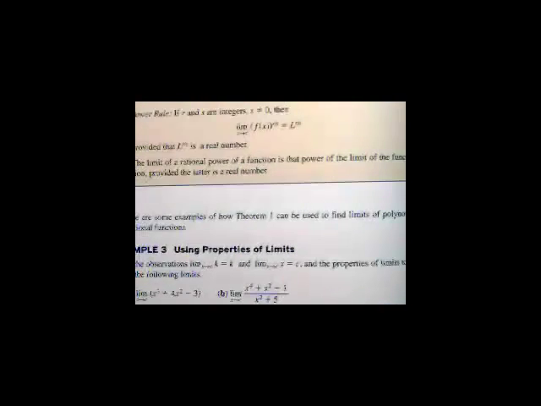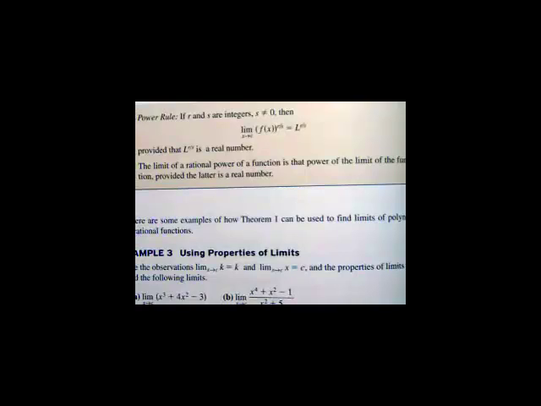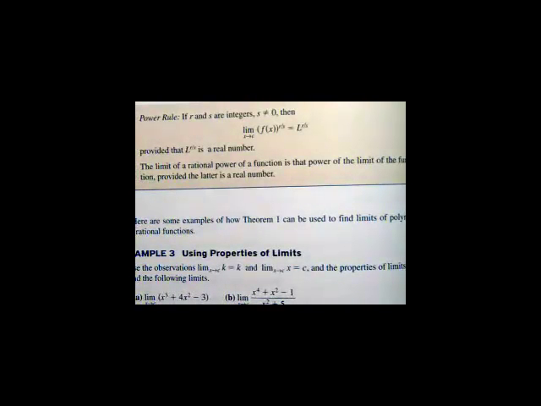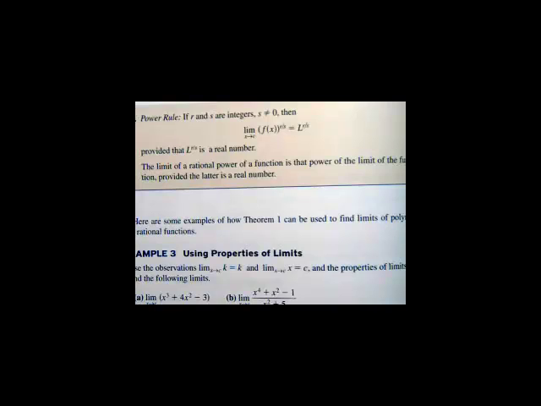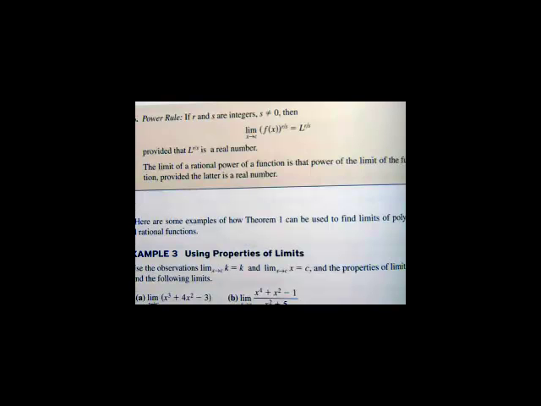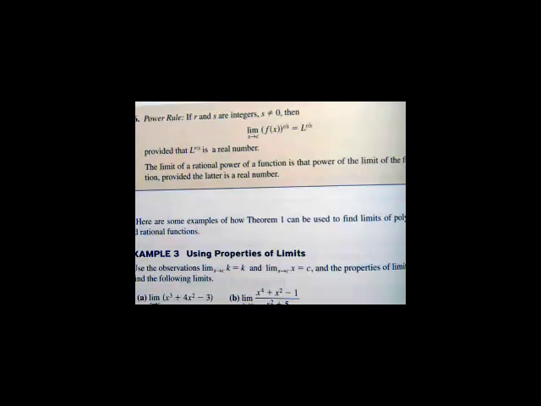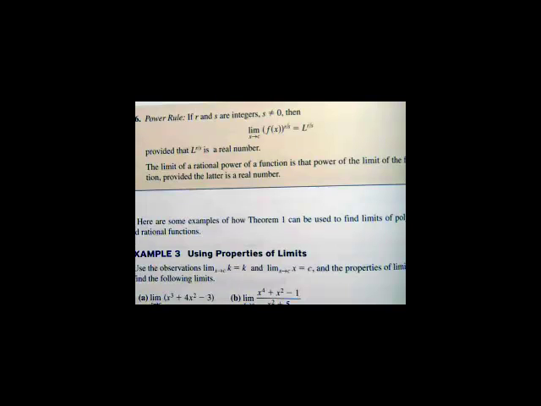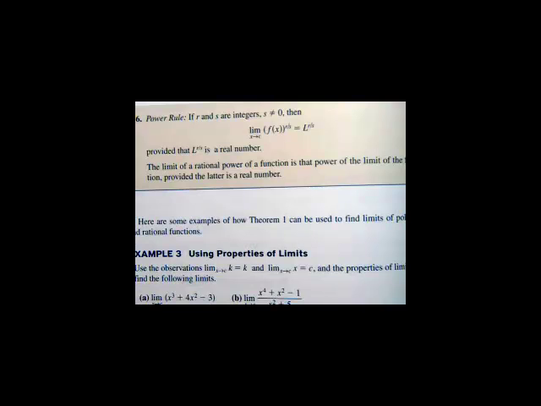Let's see. And then there's a power rule. This is at the top of the next page here. The power rule says, if r and s are integers, so if it's raised to some power, and s is not equal to 0, because then you'd be dividing by 0 in this little fraction up here, it is the answer to the limit raised to that same power. So basically with all of these, it's saying if you're doing some kind of an operation inside of a limit, you can just take the answers to those limits and do that same operation to them, and the answer should still be the same. Okay?